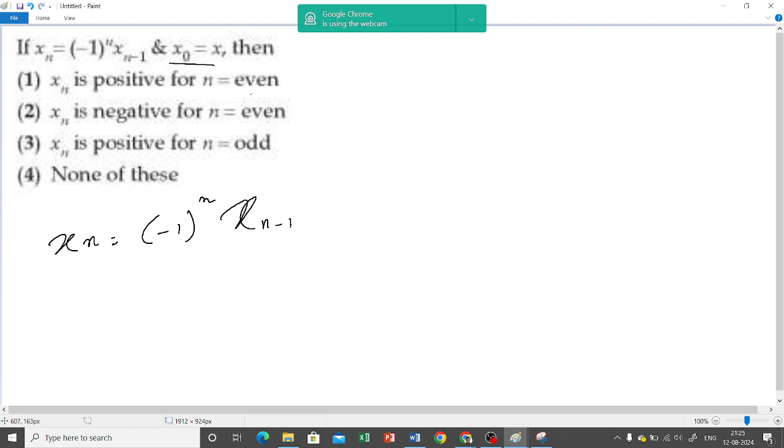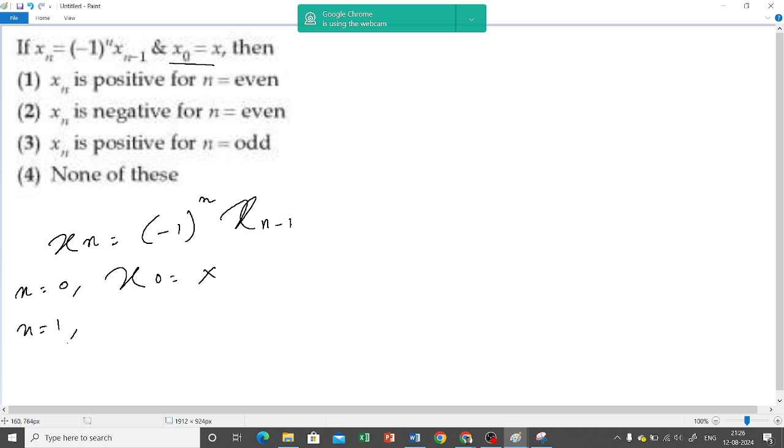This is given. Okay. Now, xn is positive for n is equals to even. Let us test. This is a sum where we need to test each of the options, okay? So that means what? Let me take n as 0. If I take n as 0, x0 is equals to what? Minus 1 to the power 0. Now see, x minus 1 cannot be the case, right? So I cannot take this.